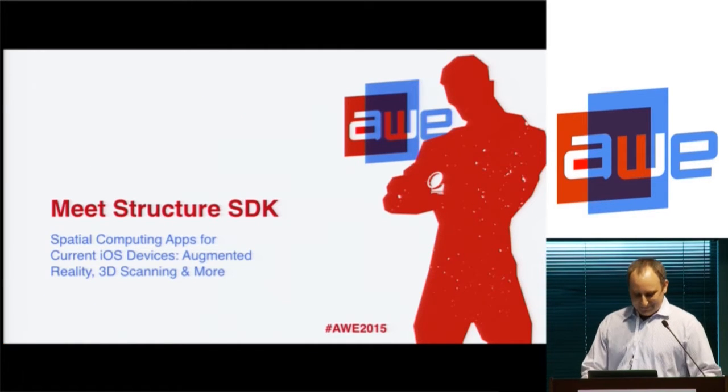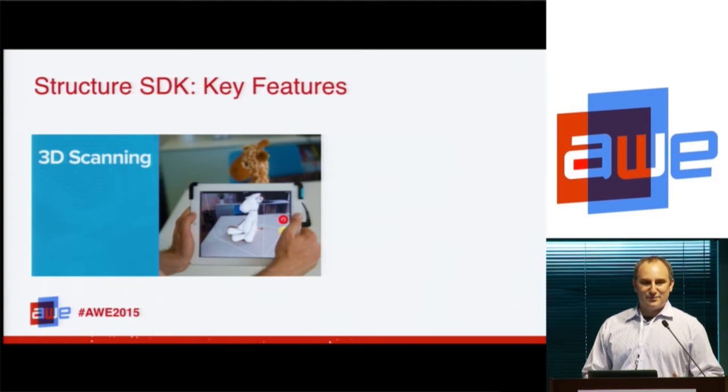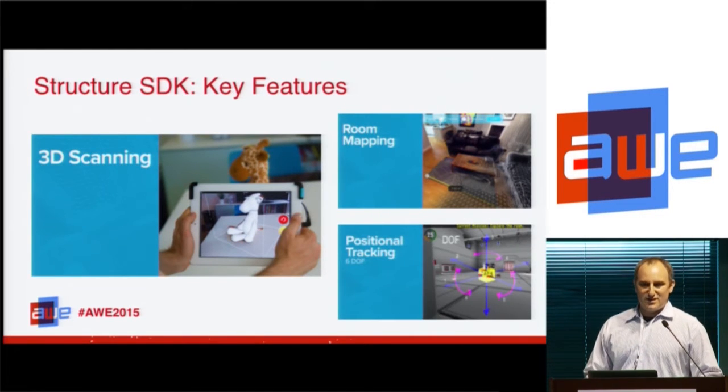So the Structure SDK is really about building spatial computing apps. And we see spatial computing as a combination of both capturing stuff from the real world as well as mapping the real world and merging those together. The key features of the Structure SDK start with 3D scanning capabilities, so the ability to capture dense meshes of objects and people. And then room scale mapping, the ability to capture larger scale environments, again densely mapped. And then the other current substantial component of the Structure SDK is the ability to positionally track, again using a map of an environment.